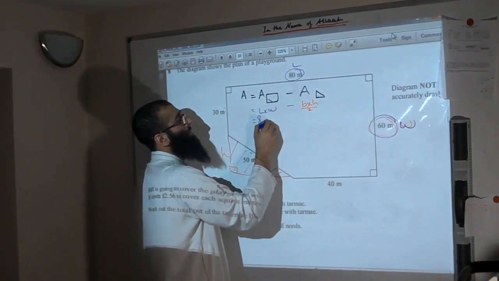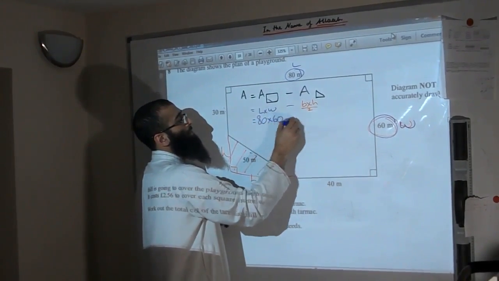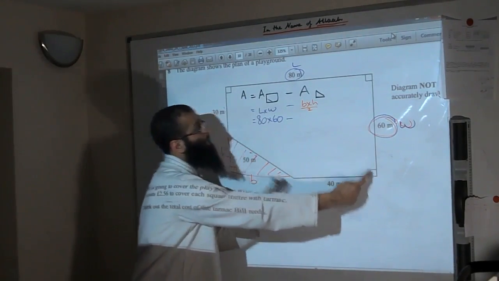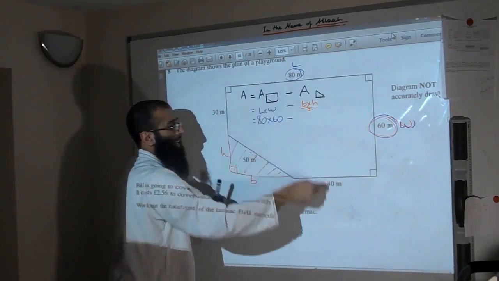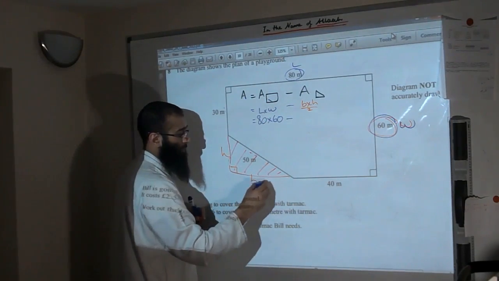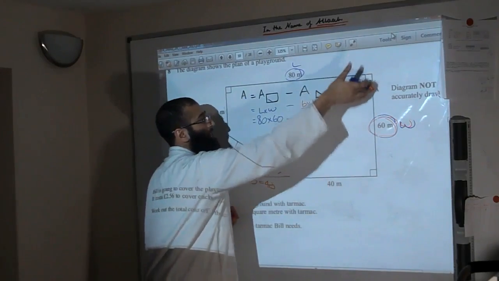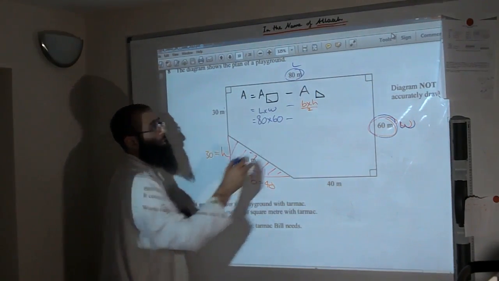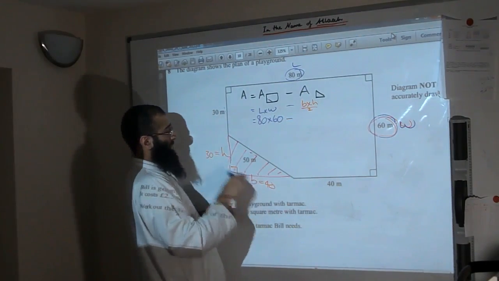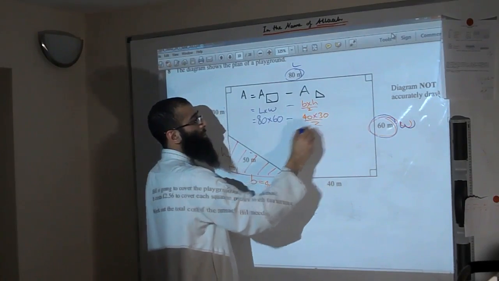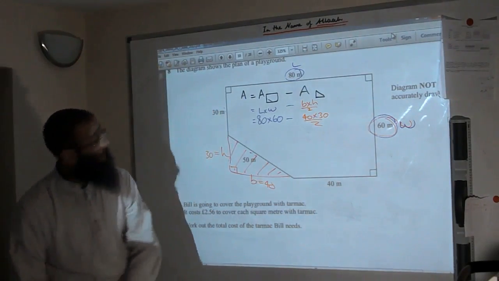So 80 times by 60. Now, the triangle over here, this is 40, the top is 80, 80 take away 40 will give us 40. So this part here is 40, this is 60, 60 minus 30 will give us 30. So the base is 40 times by the height, 40 times by 30 divided by 2. Now, let's start working this out.